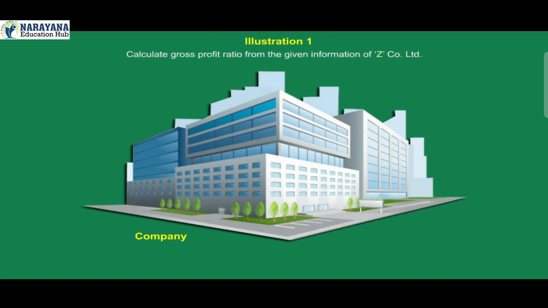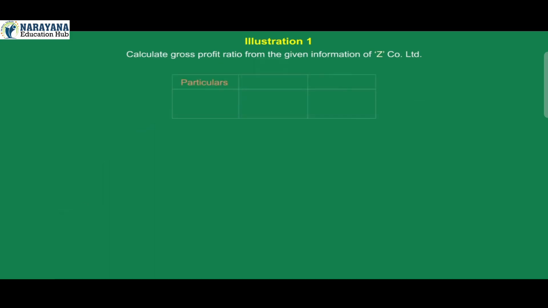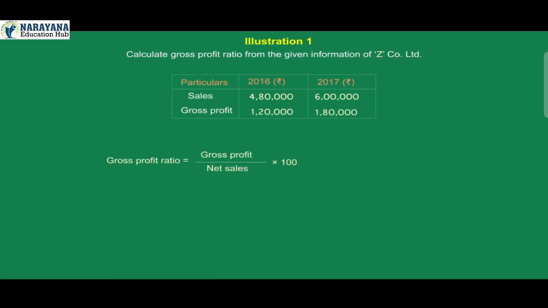Illustration 1. Calculate gross profit ratio from the given information of ZCO Limited. Particulars: 2016-2017. Sales 4,80,000, 6 lakh. Gross profit 1,20,000, 1,80,000. Gross profit ratio is equal to gross profit divided by net sales into 100, is equal to 1,20,000 divided by 4,80,000 into 100, is equal to 25%, and 1,80,000 divided by 6 lakh into 100, is equal to 30%.